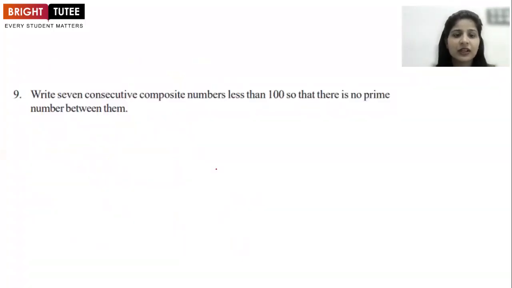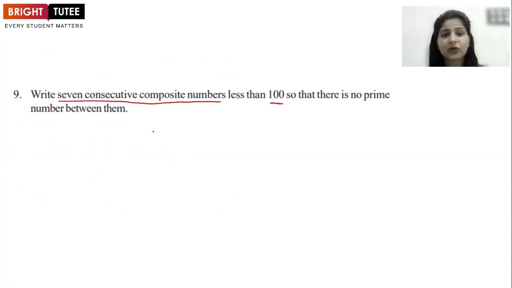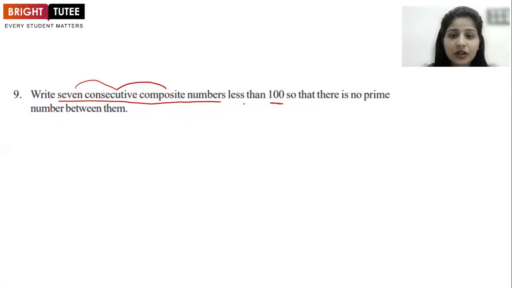Moving to the next question, they are asking: write 7 consecutive composite numbers less than 100. We have to write 7 consecutive numbers. Consecutive means one that comes just after another, in continuity. Composite numbers are the numbers which are not prime, that means they will have more than 2 factors, other than the number and 1. They should be less than 100, consecutive, and there should be no prime number coming in between them.